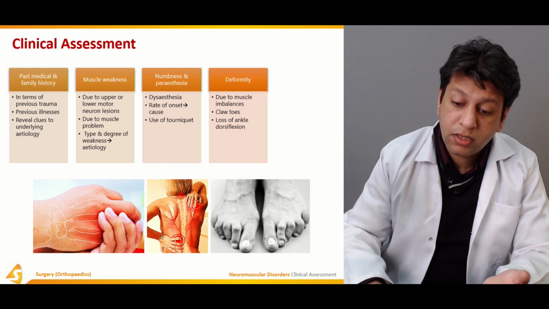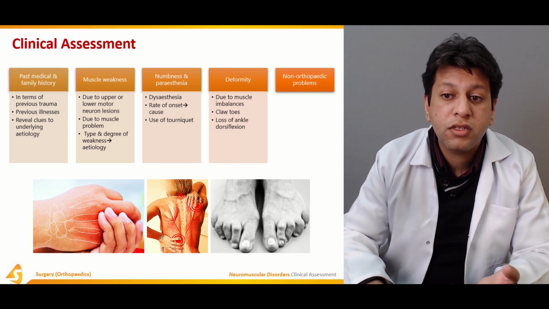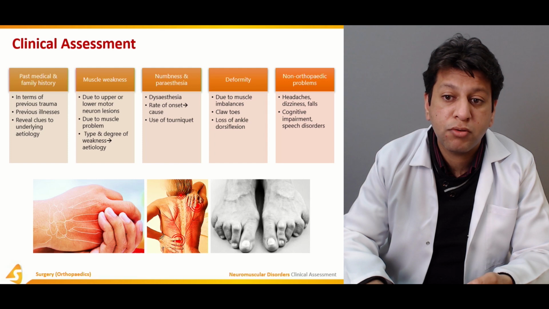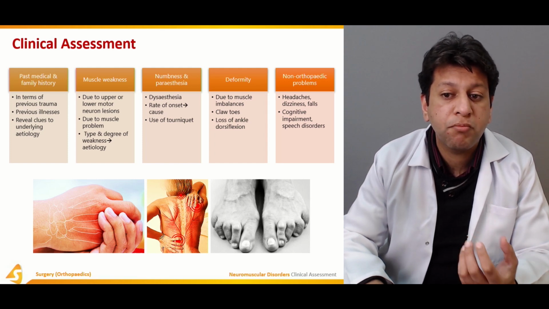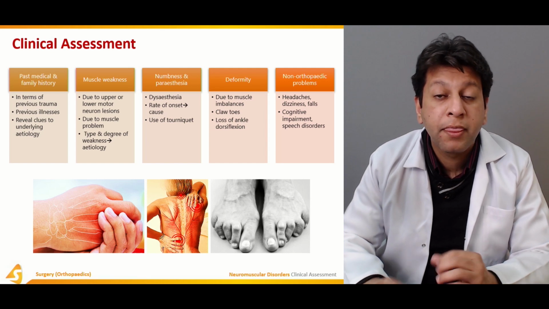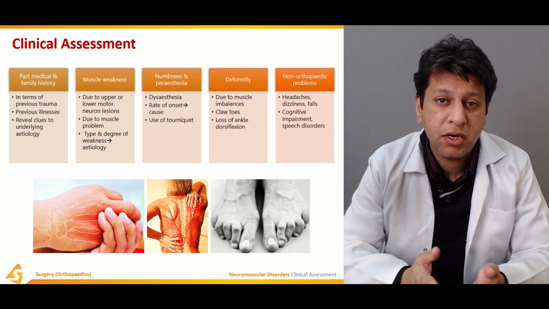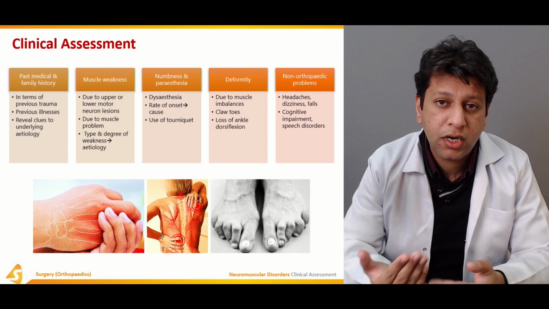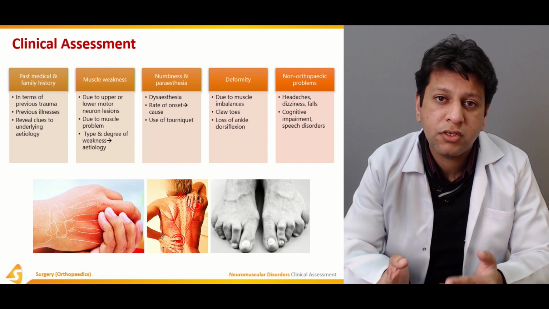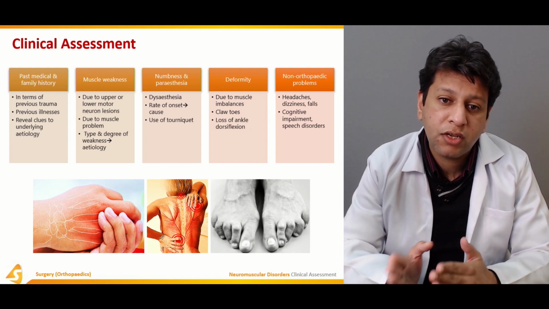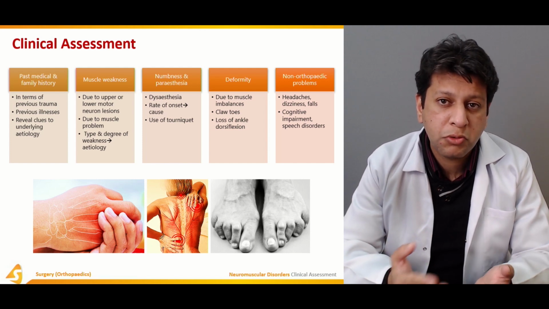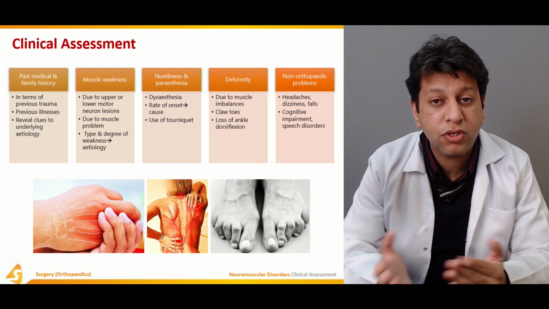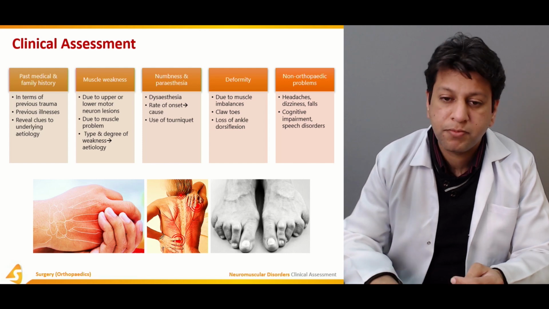And then, as we keep on going, what are the non-orthopedic conditions which can probably be associated: headaches, dizziness, falls, cognitive impairment, speech disorders. That also has to be kept in mind, because usually it's a combined problem. There is an associated central nervous system problem which actually manifests as a neuromuscular disorder as well, and we have to rule out the associated conditions as well.